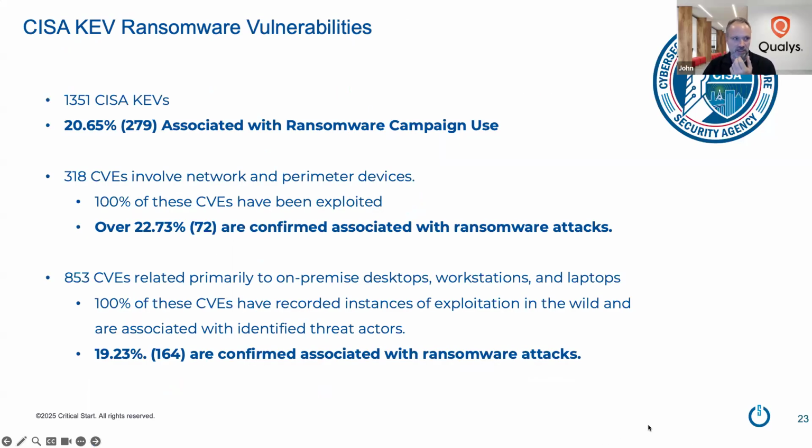I do want to talk about CISA KEVs, or known exploited vulnerabilities, associated with ransomware. Of all the CVEs that are out there, CISA, as of two days ago, is tracking 1,351 of them as KEVs, and 279 of these are associated with ransomware campaign use today. When we break that down, 318 of these CVEs involve network and perimeter devices. And remember, I talked about how about 25% of those can't be discovered with just a snapshot or an API scan. But 100% of these have been exploited, and 72 of these are confirmed associated with ransomware attacks.